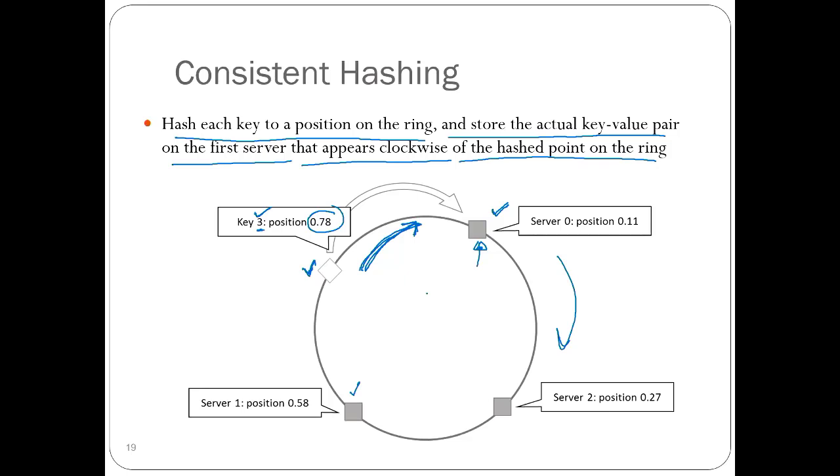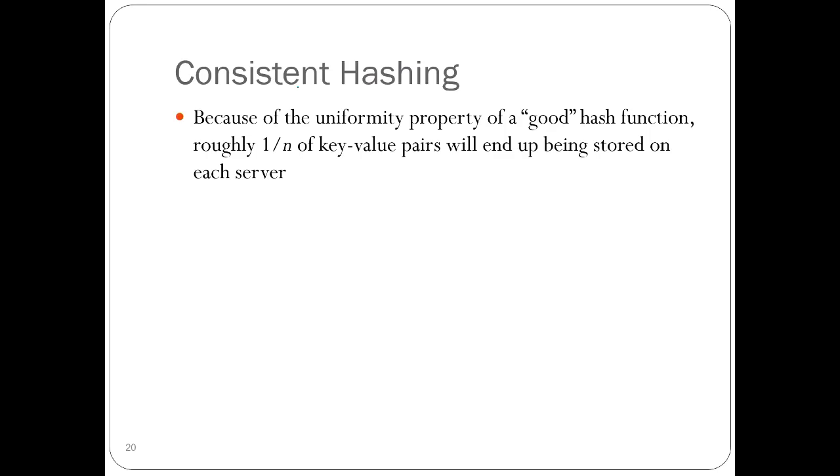Now the question arises: how is that going to help us out? Consistent hashing is supposed to be better than the modular hashing. That's the whole idea behind this discussion. So for that, let's keep moving. Now what will happen here, where we are relying on the hash function? Because of the uniformity property of a good hash function, roughly 1 by n of the key value pairs will end up being stored on each server.